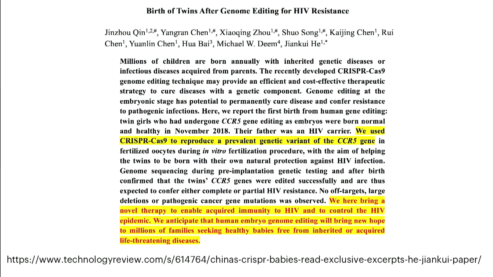The reason it happened is it was easy for them to make a guide RNA, but everything else they did wrong. But this was in a hospital, at least this was within some conceptual framework of investigational medicine. I unfortunately, thanks to a request by Antonio Regalado, had to read He Jiankui's set of pieces of paper. I don't want to even call it a manuscript. The last quote that ends his story about knocking out allegedly CCR5 is, "We here bring a novel therapy to enable acquired immunity and to control the HIV epidemic. We anticipate that human embryo editing will bring new hope to millions of families seeking healthy babies free from inherited or acquired life-threatening disease." The profundity of the delusion and the hubris is overwhelming.